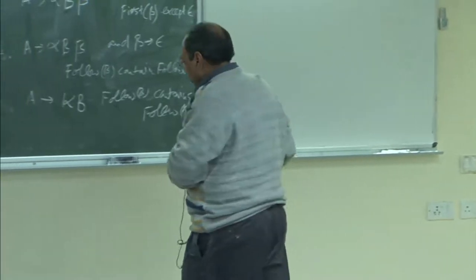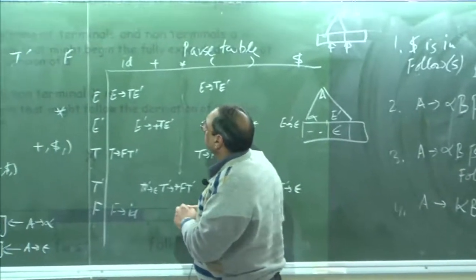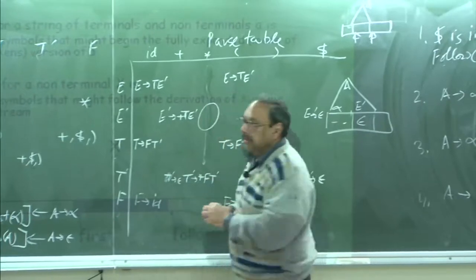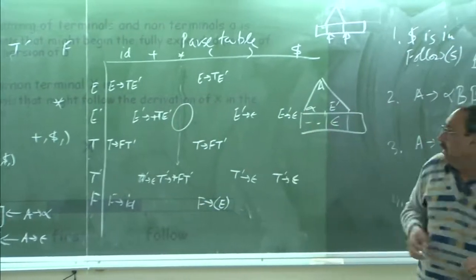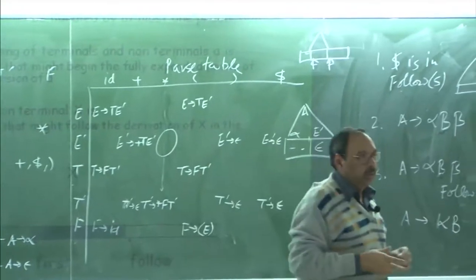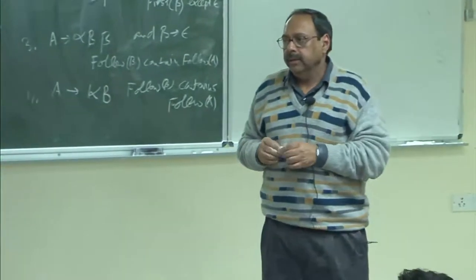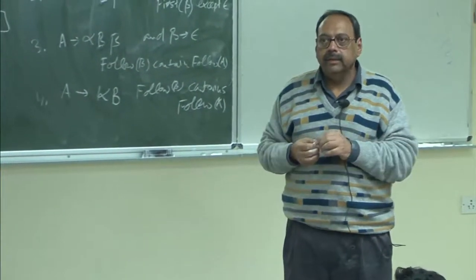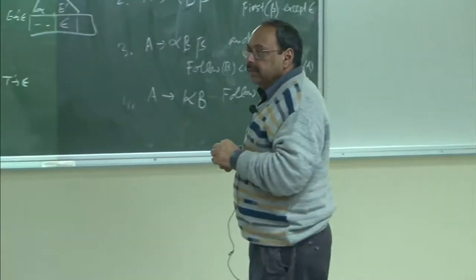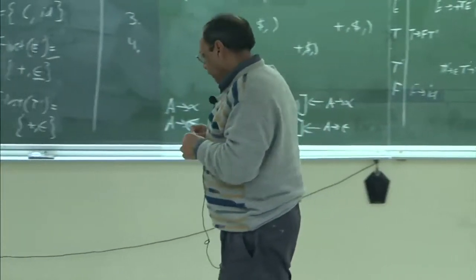Now let me come to a different situation. Suppose you encounter a situation where, let's take this particular cell, the top of my stack is E prime and my input is star. What do I do? So what does that mean? It's an error, right? Still flag an error. But then what will you do beyond that? Will you stop the process of parsing and say your input is incorrect, or will you do something more?